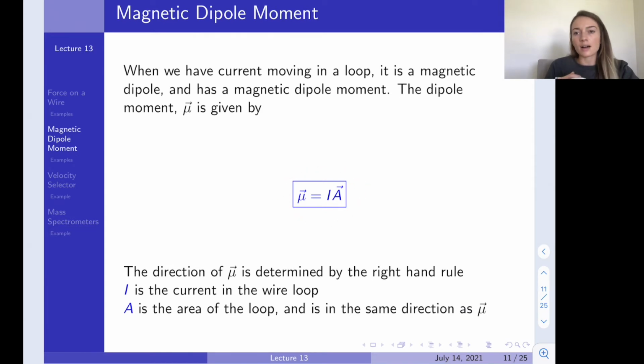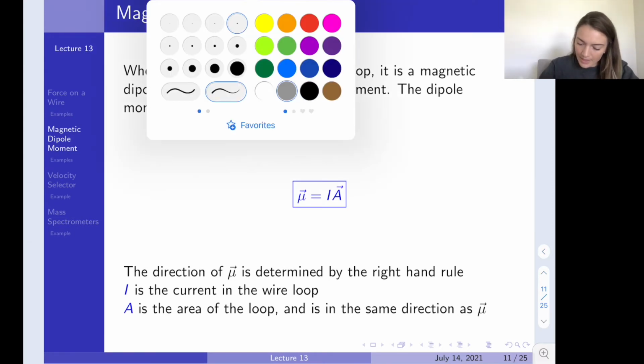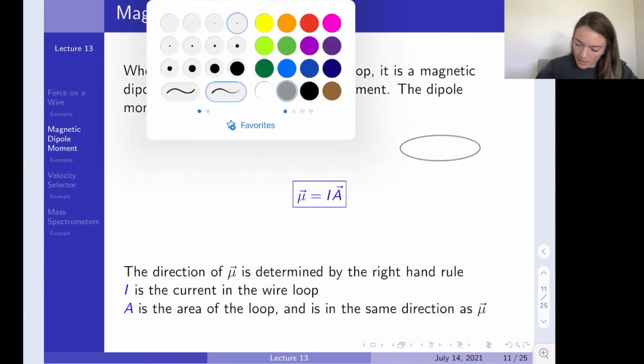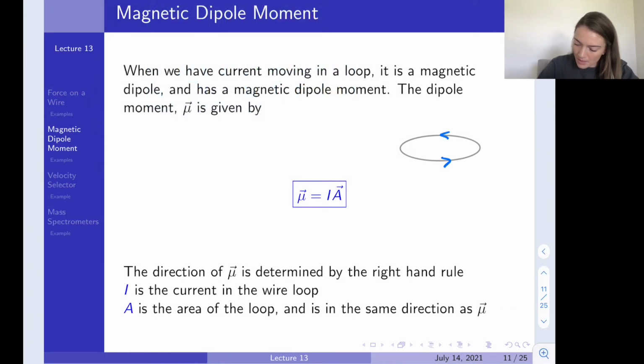So our magnetic dipole moment is a vector, and it will be in the same direction as your area vector, which you find by the right-hand rule. So if I have, let's say, some circular loop of wire, and it has some current going through it like this, you use your right hand and wrap your fingers in the direction of the current, and your thumb will be pointing in the direction of mu and also the direction of your area vector. So in this case, our mu will be going up like this. If your current is going around this way, mu will be in the direction of your thumb.